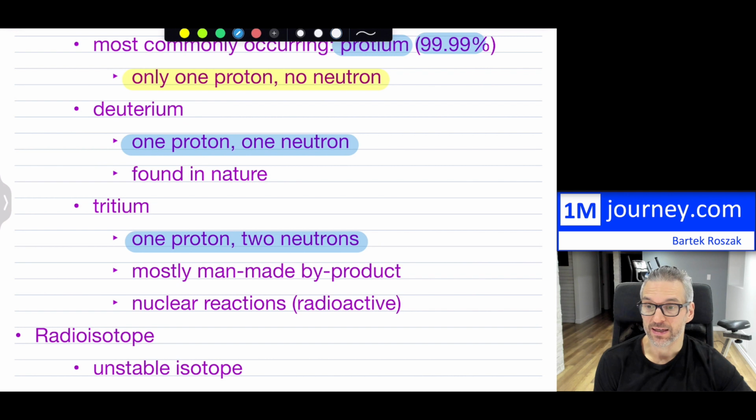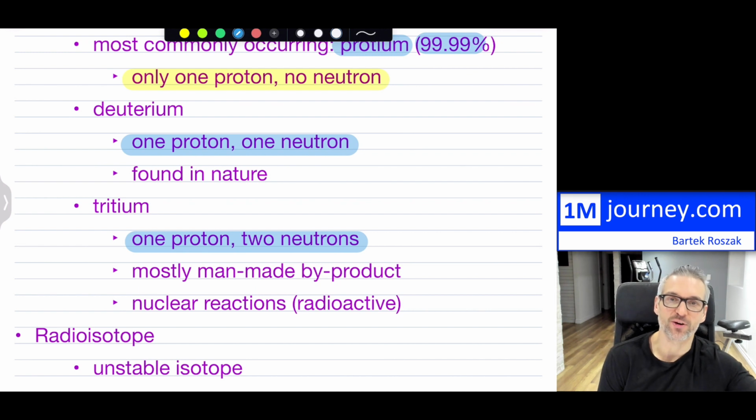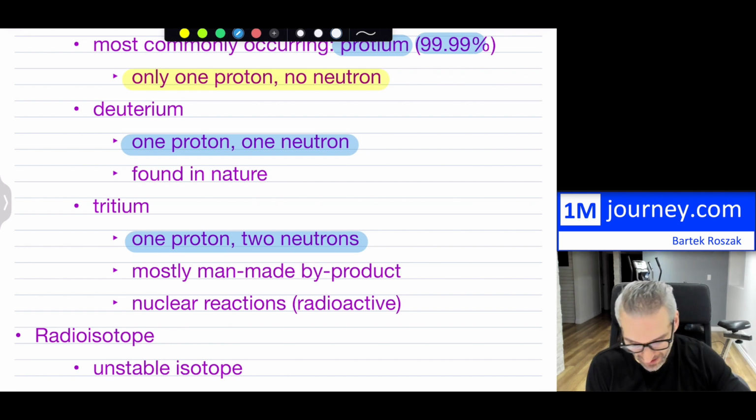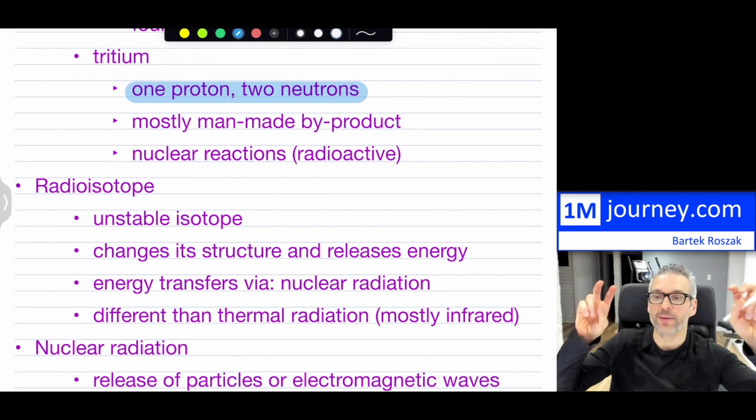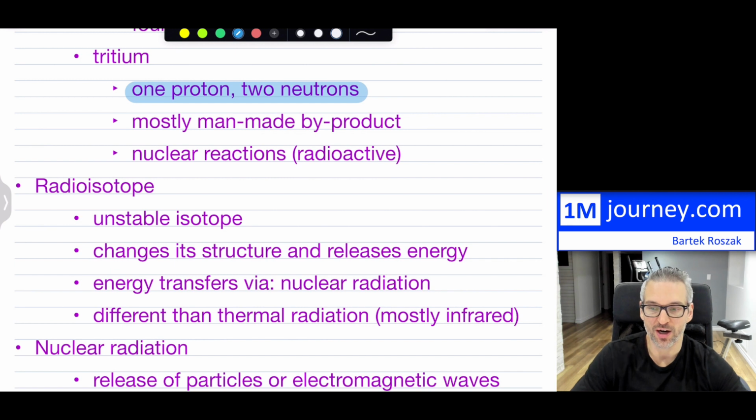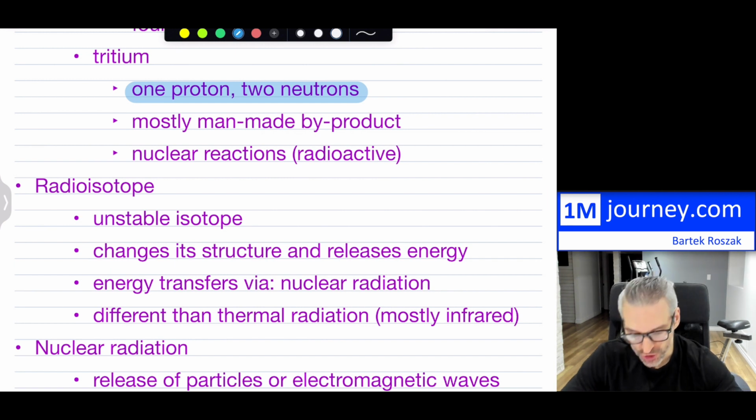So you have 3. Now, this one, tritium, is pretty much mostly a man-made byproduct, and it happens in nuclear reactions, and it is radioactive. So this particular isotope is radioactive, and this is where the nuclear energies come in, and understanding of nuclear physics slowly trickles in. So from chemistry back into physics, although chemistry is really a branch of physics. So these are 3 different isotopes that we have. Now, I do want to talk about this word radioisotope, to finish off this particular video. Something that you should be aware of.